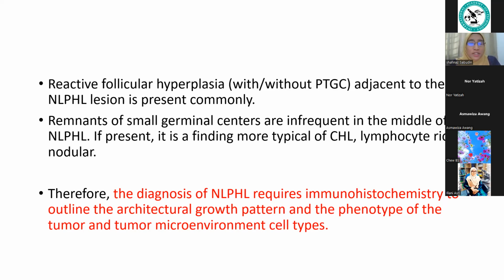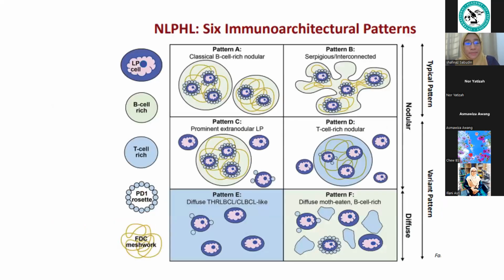diagnosis. So, in conclusion, when we are trying to diagnose nodular lymphocyte predominant Hodgkin lymphoma, it requires immunohistochemistry to outline the architectural growth pattern and also to ascertain the phenotype of the tumor cells and the cellular microenvironment. And of course, you have to do markers to establish the presence or absence of follicular dendritic cell meshwork.